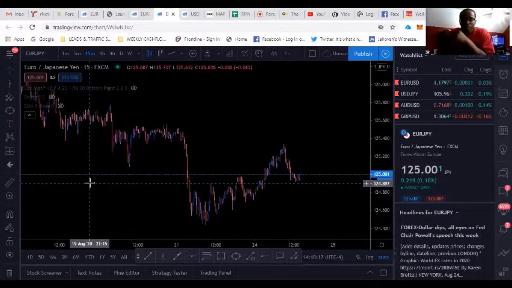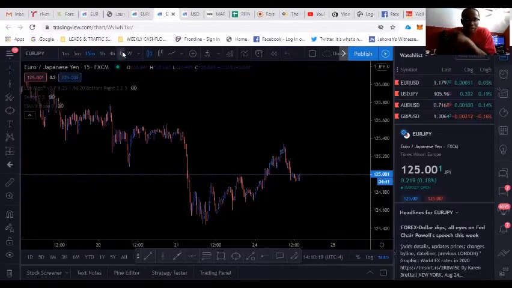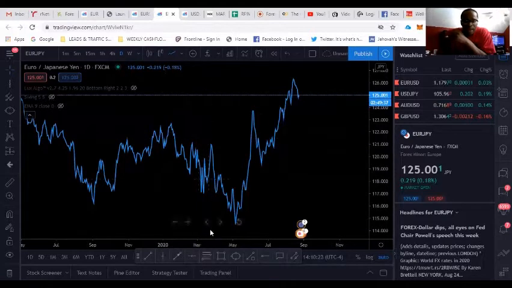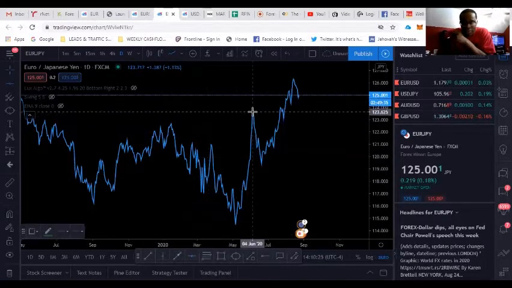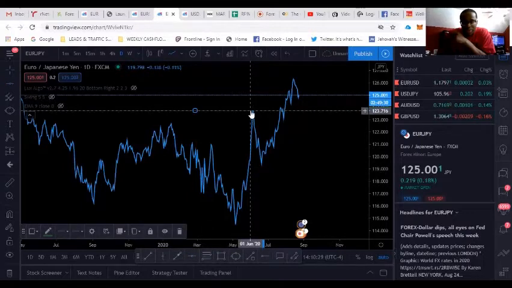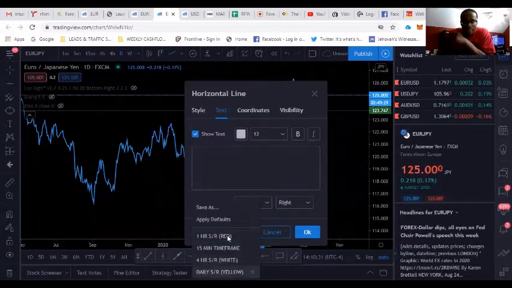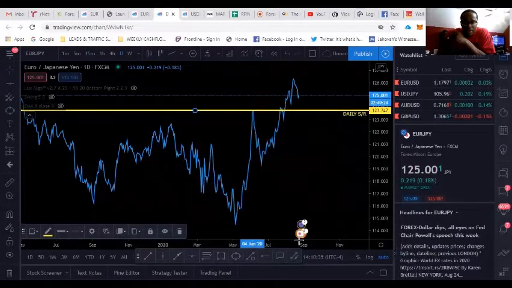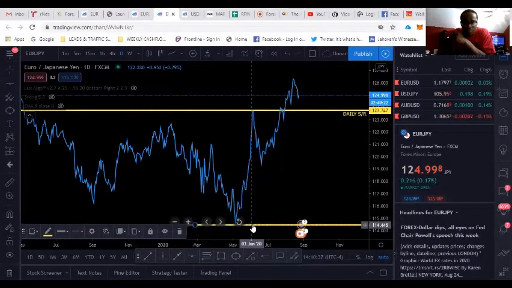So first thing I'm going to do is go to the daily time frame, and I'm going to switch to the line chart. And I'm going to go ahead and draw up my daily zone, or daily support or resistance. So this is my most recent high. And then here is my most recent low.